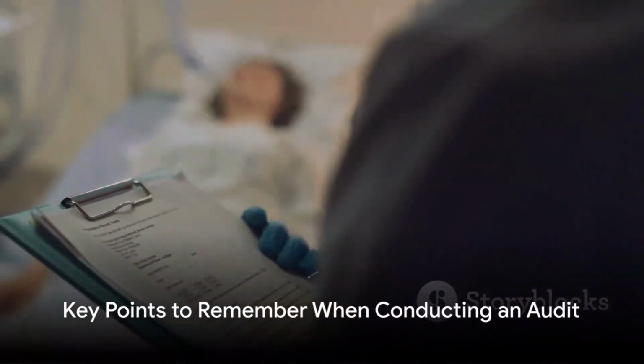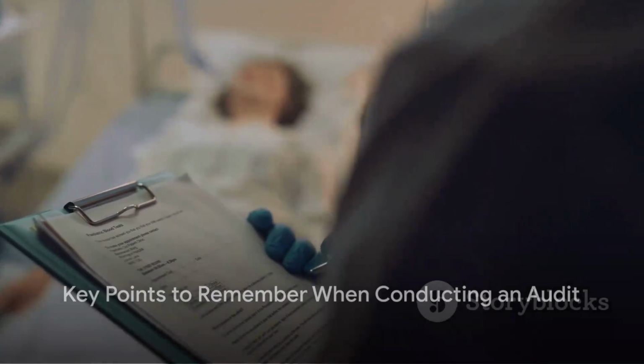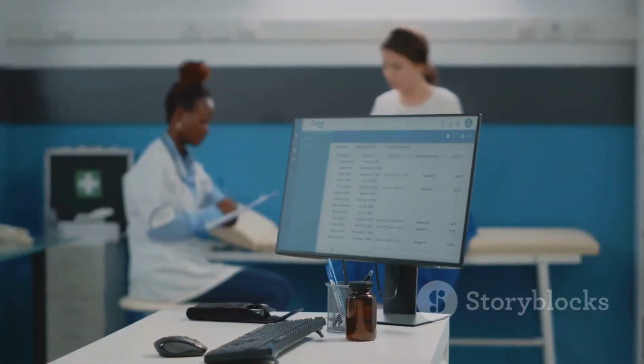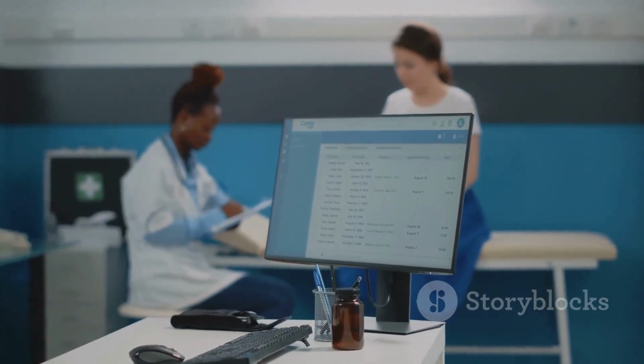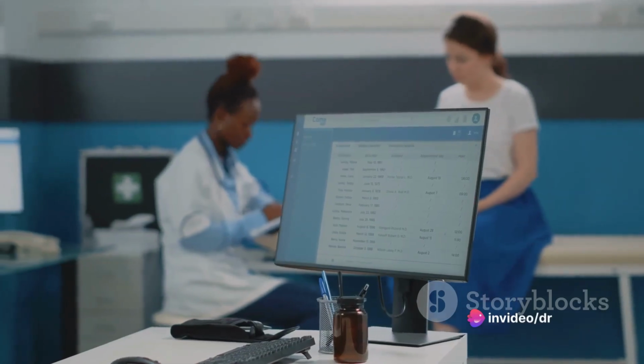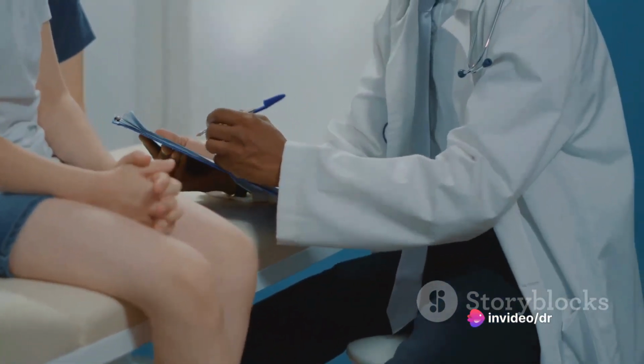When conducting an audit, there are some key points to remember. Firstly, maintaining confidentiality is paramount. All patient data should be handled with the utmost care to respect privacy and comply with data protection laws. This is not just a legal requirement, but a moral one, as the trust between a patient and their healthcare provider is sacred.